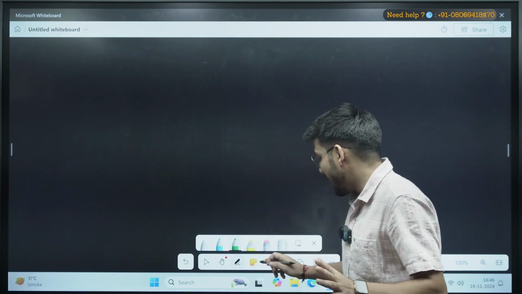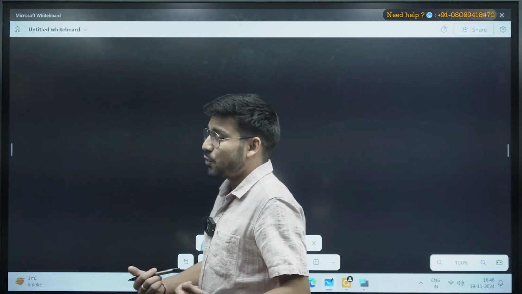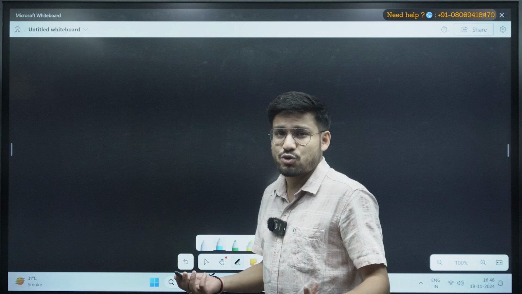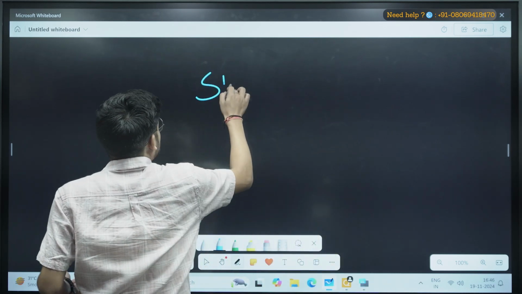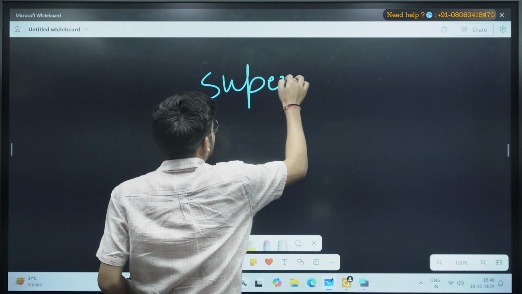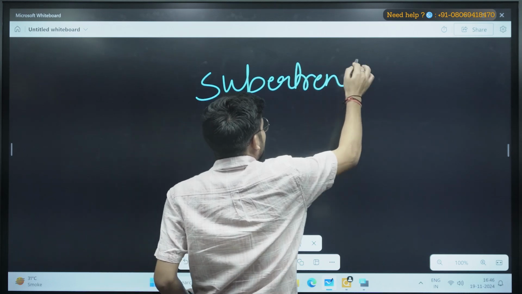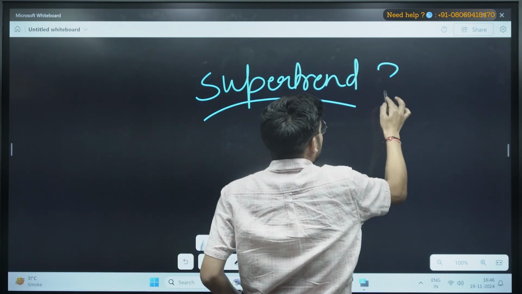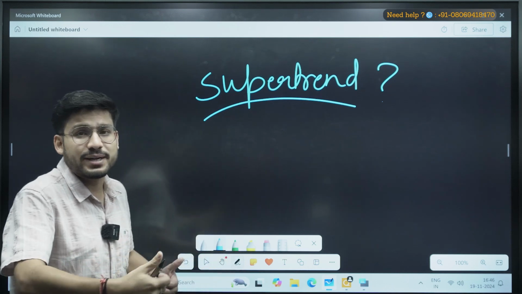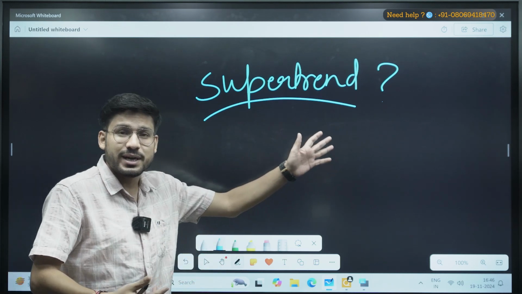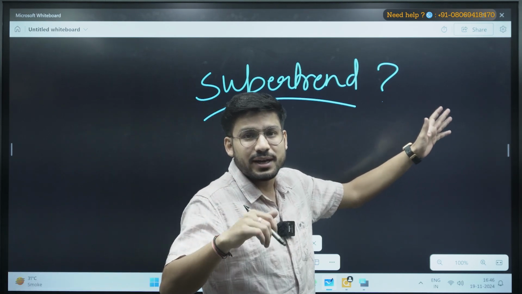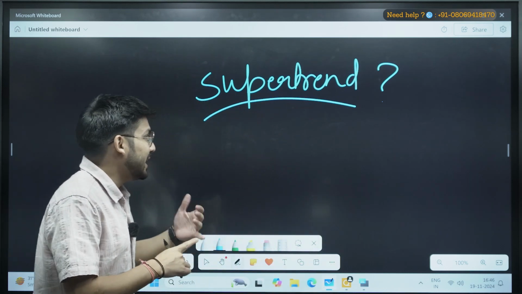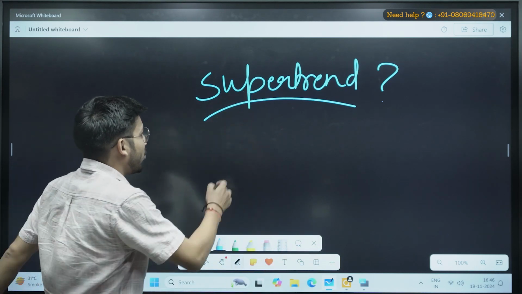The answer is, first of all, let's see why we are using Supertrend. Supertrend is an indicator that will tell you about the trend of the market. If your market is in an uptrend or in a downtrend, that will be denoted by the Supertrend.